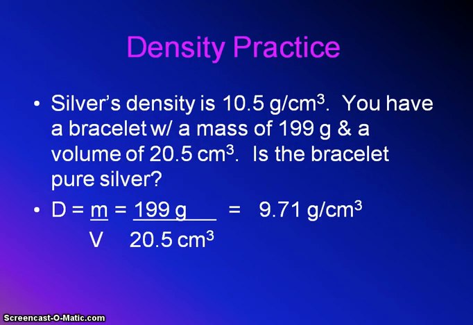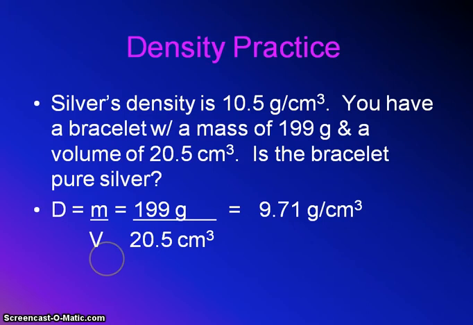Here's a sample density practice problem. It says silver's density is 10.5 grams per centimeter cubed. You have a bracelet with a mass of 199 grams and a volume of 20.5 centimeters cubed. Is the bracelet pure silver?